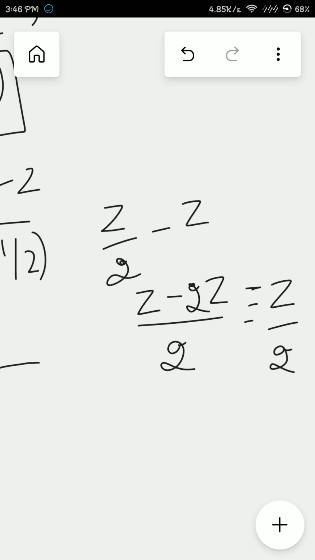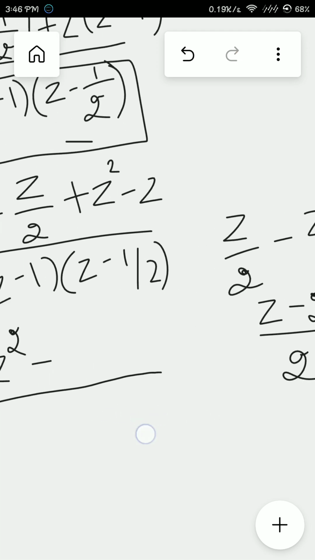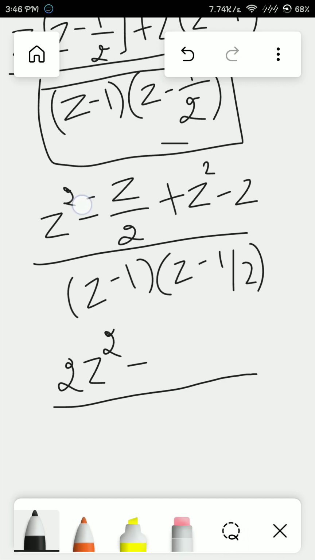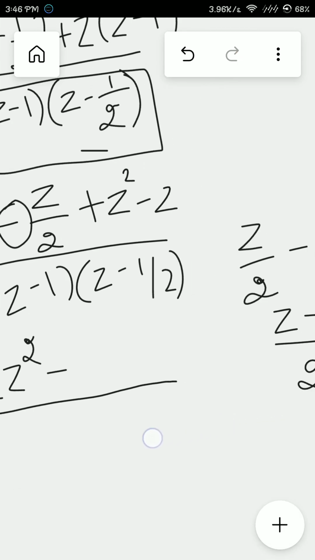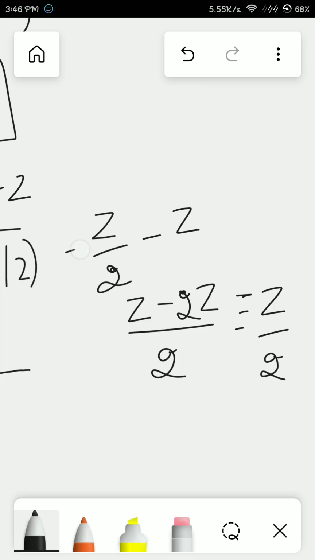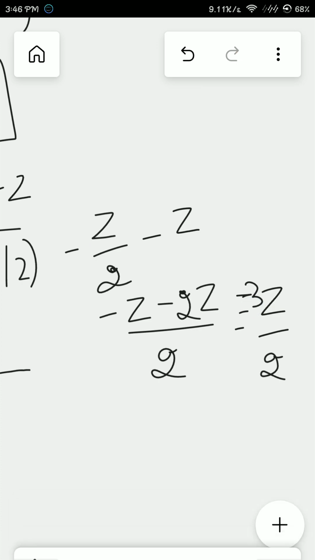So now let me write that over here. Just a second guys, I'll recheck it. So see here, this is minus z by 2 here. Okay, I did not check it. So it is minus z by 2. So as this is minus z by 2, you're going to get this as minus 3z by 2.